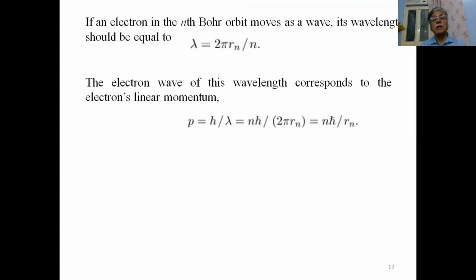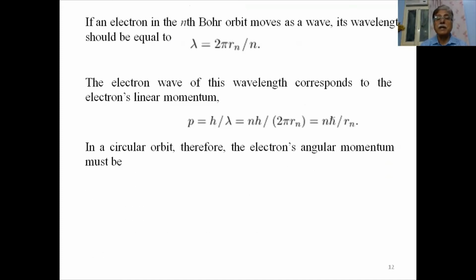If you take Rn to the left, then on the left hand side we have the angular momentum, that is Rn into p. And so angular momentum Ln is equal to Rn into p is equal to Rn into nh by 2 pi Rn, that is n h cross. You can see from here that we have gone from the de Broglie wave concept and derived the angular momentum postulate of the Bohr model. That is, the angular momentum in the nth orbit is an integral multiple of h cross.